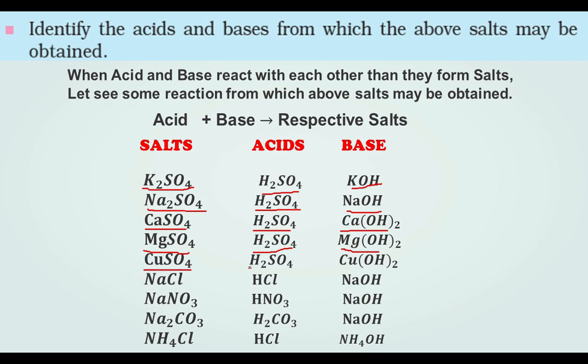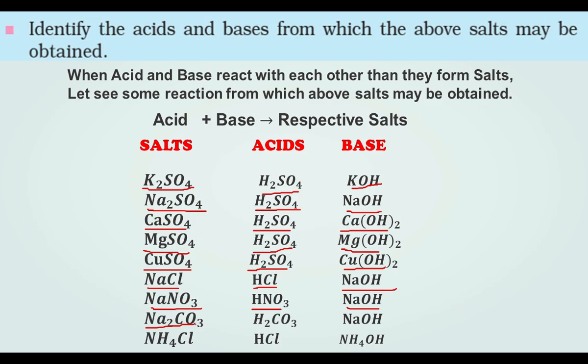Copper sulfate, that is CuSO4, is produced by the reaction of sulfuric acid, that is H2SO4, and copper 2 hydroxide, that is Cu(OH)2. And NaCl, that is sodium chloride, which is also known as common salt, is produced by the reaction of hydrochloric acid, that is HCl, and NaOH, that is sodium hydroxide. NaNO3, that is sodium nitrate, is produced by the reaction of nitric acid and sodium hydroxide.